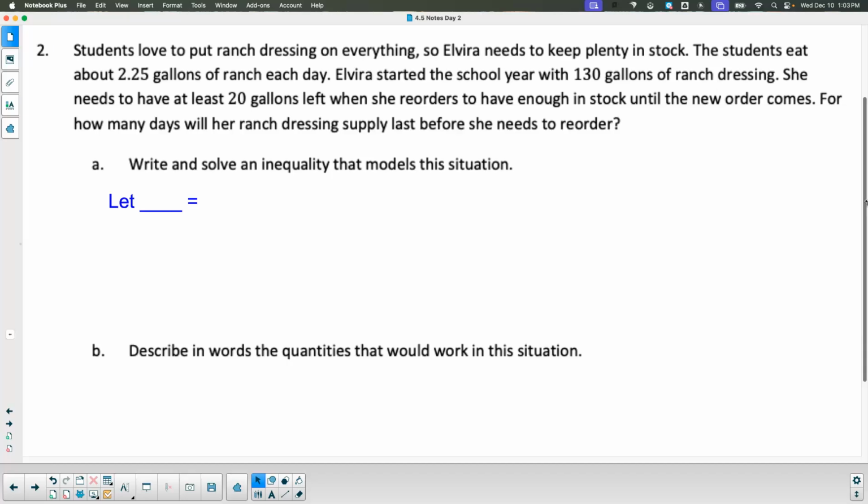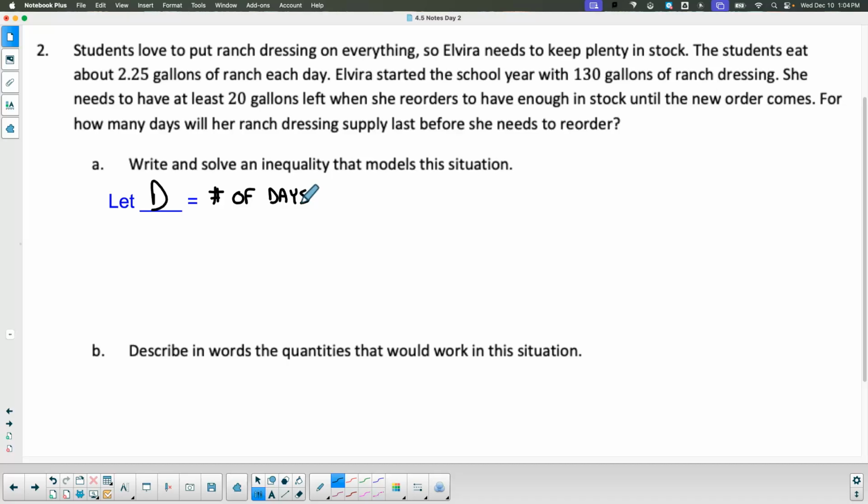Okay? All right. So what do we want as our variable? D for days. D for days, because we're finding how many days it's going to take. So D is going to be the number of days. All right, let's come up with an inequality.